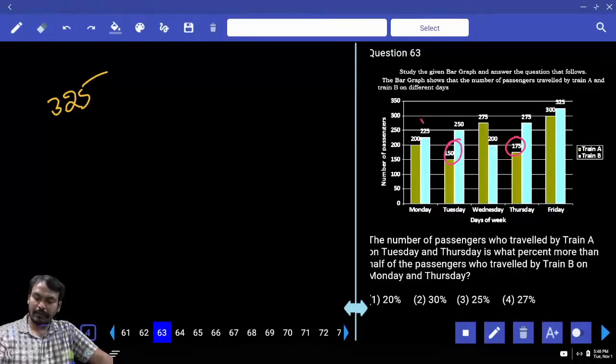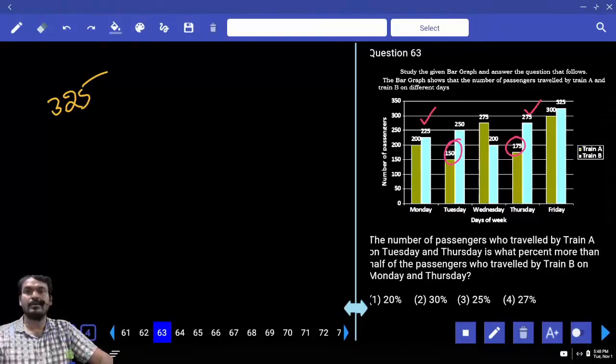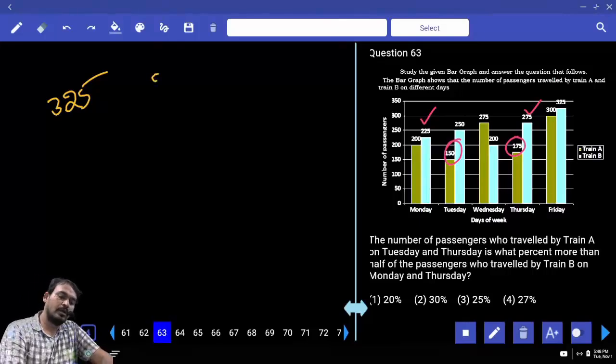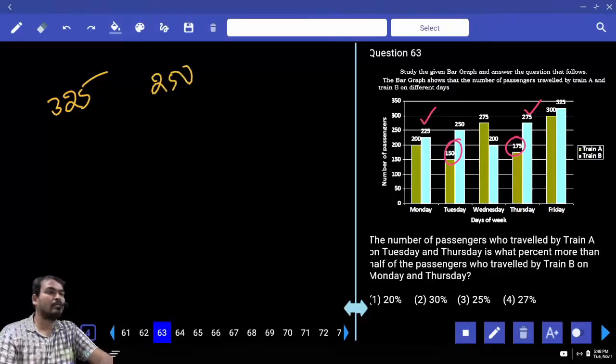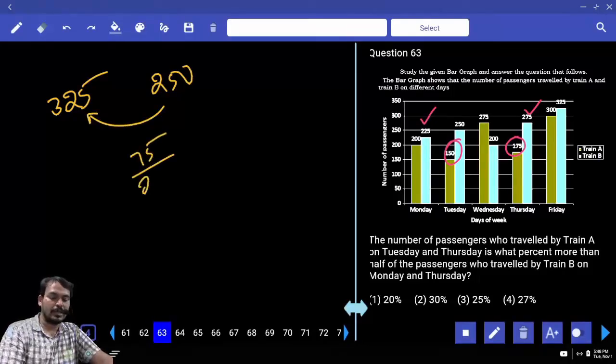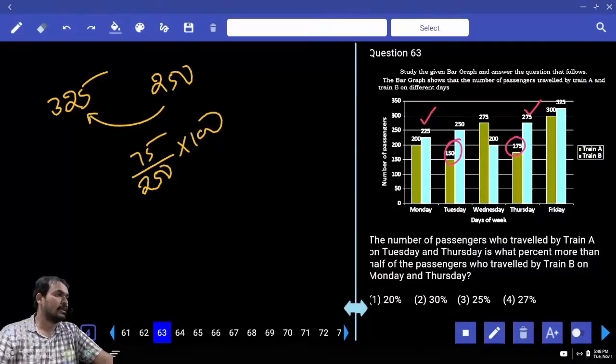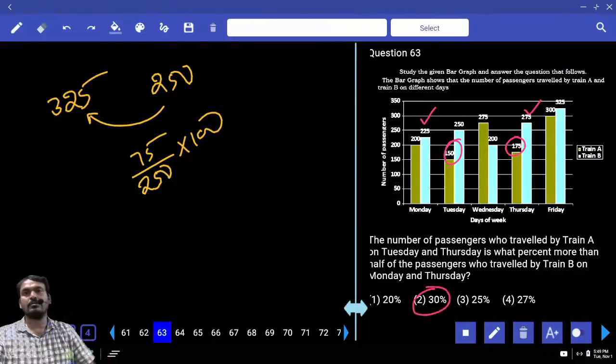Next, half of the passengers who travelled by train B on Monday and Thursday. What is the B Monday value? 225. Thursday value 275. Total it is 500. Half means 250 or not? How much more? 75 more or not? 75 upon which one? 250 into 100 or not? Means it is 30% or not? 30 or 40? 30%.